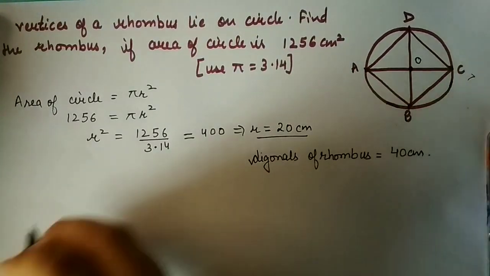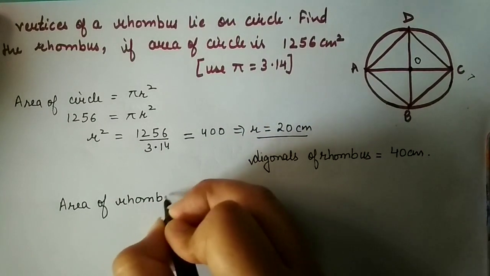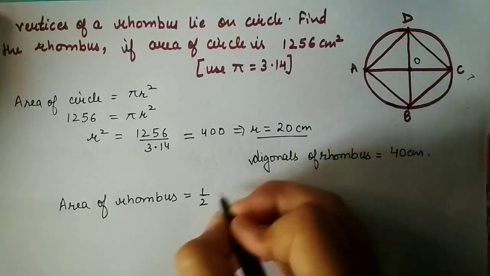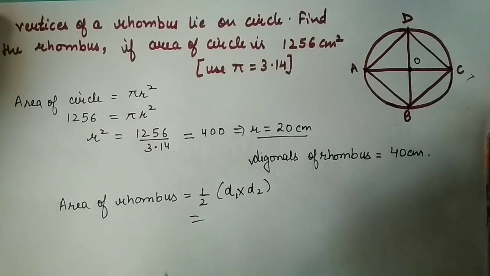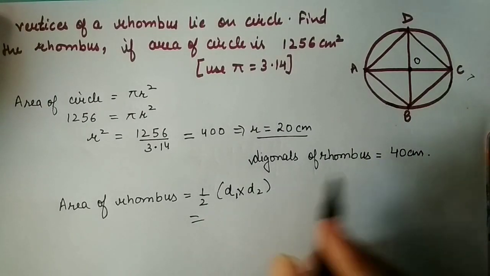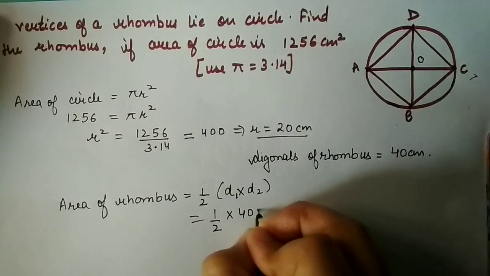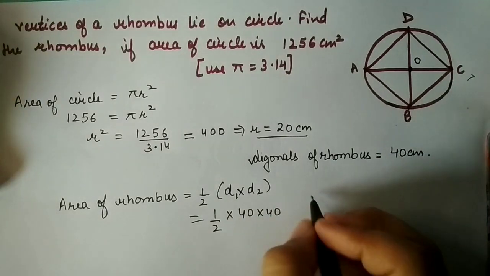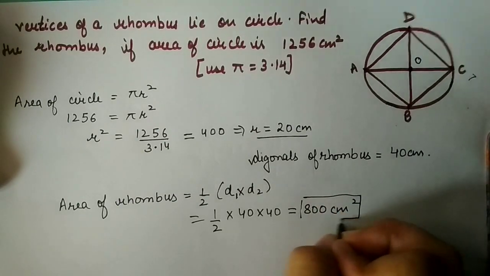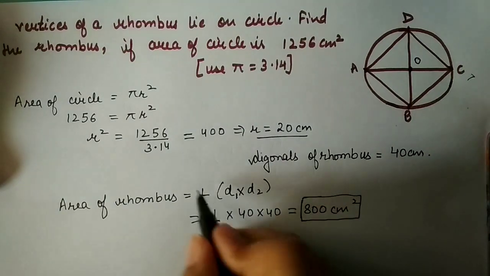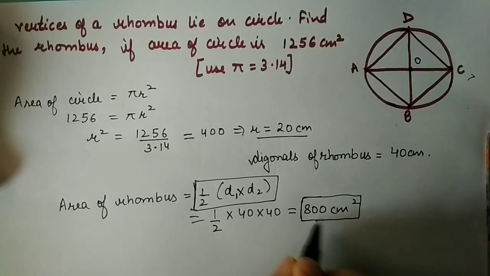There is a formula for finding area of rhombus. Area of rhombus is given by the formula half into d1 into d2. Now what is d1 and d2? d1 and d2 are the diagonals of the rhombus. And you know the diagonals are 40 centimeter. So half into 40 into 40 centimeter. On solving you will get 800 centimeter square as the area of rhombus. Okay, so this is the formula used to find the area of rhombus, and your answer is 800 centimeters square.